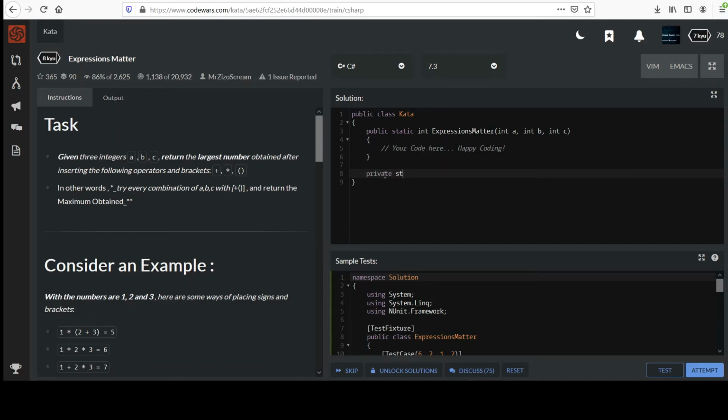So the outside world doesn't need to know about this. It's private. It's static because it doesn't have to do with creating objects. It's going to return an int, and I just called it combine. And I said int num1, int num2.